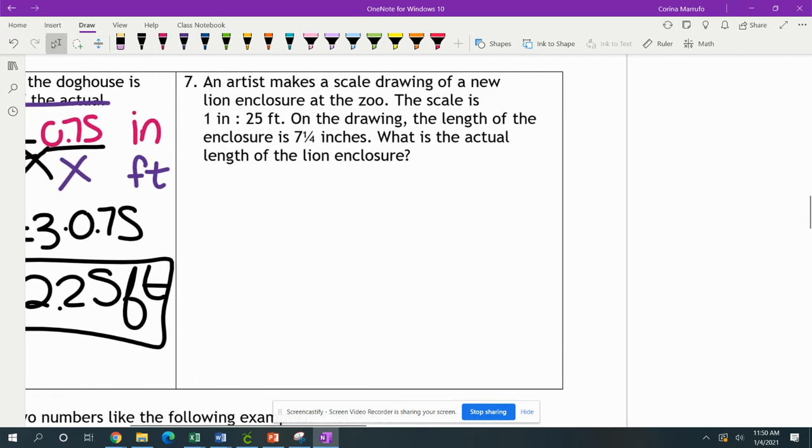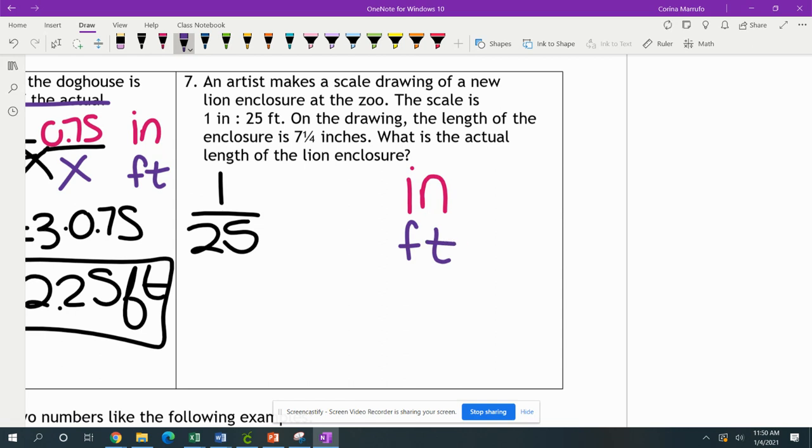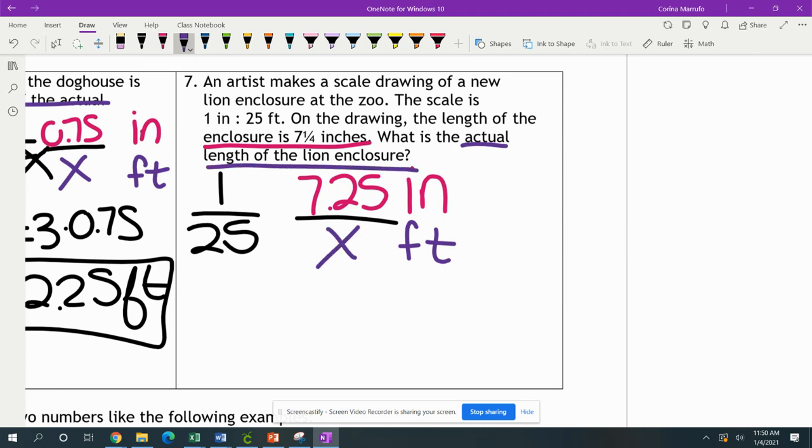Okay, the next one says an artist makes a scale drawing of a new lion enclosure. The scale is 1 inch to 25. So 1 over 25. I'm going to label it so I make sure I match it correctly. The top is inches and the bottom is feet. Okay. Then it says on the drawing, the length of the enclosure is 7¼ inches. So this is 7. I don't write it as a quarter. I write it as 7.25. Okay. That's the same thing as a quarter. Then it says what is the actual length of the lion enclosure? So we're looking for the feet.